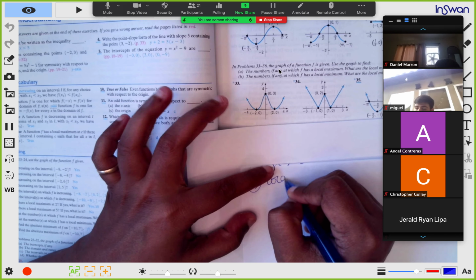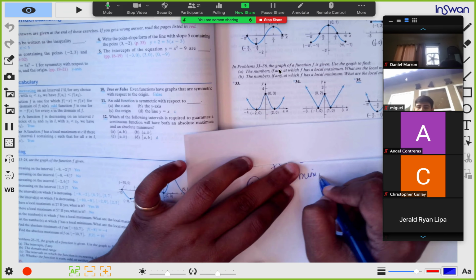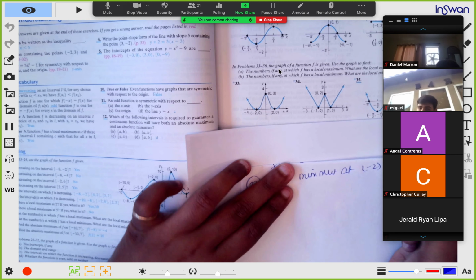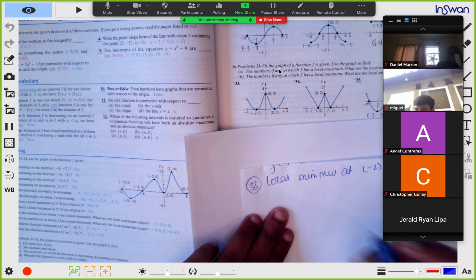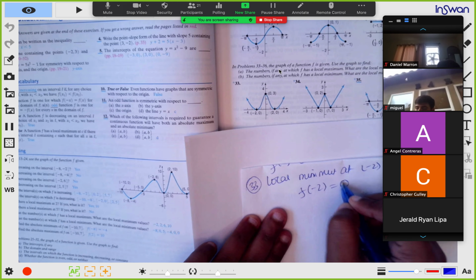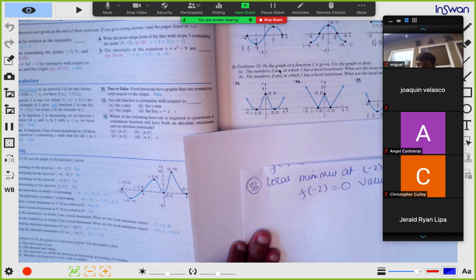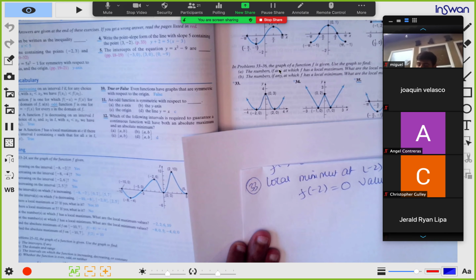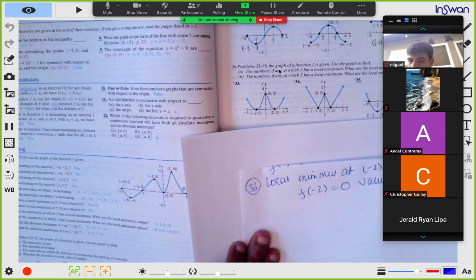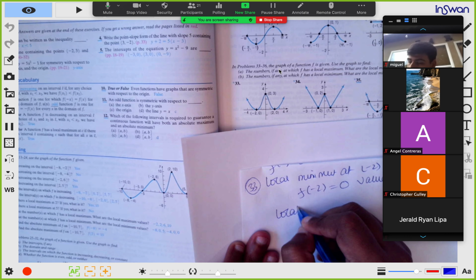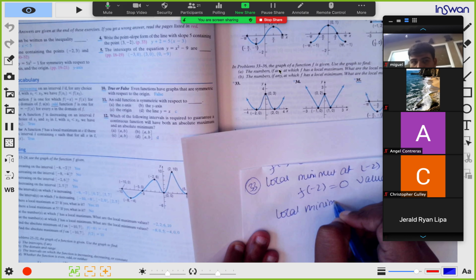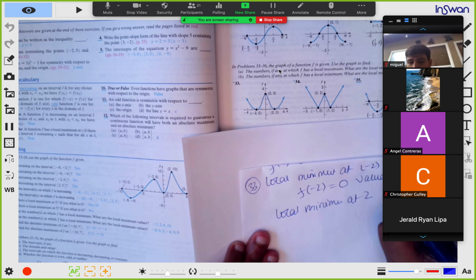At -2. Minimum at -2. And what's the value? 0. So you are saying f of -2 is 0. Could there be two local minimums? Yes, since they're the same. Local minimum can be 2, 3, 5, no matter how many. So the other local minimum is at 2. And what's the value? The same value, 0.